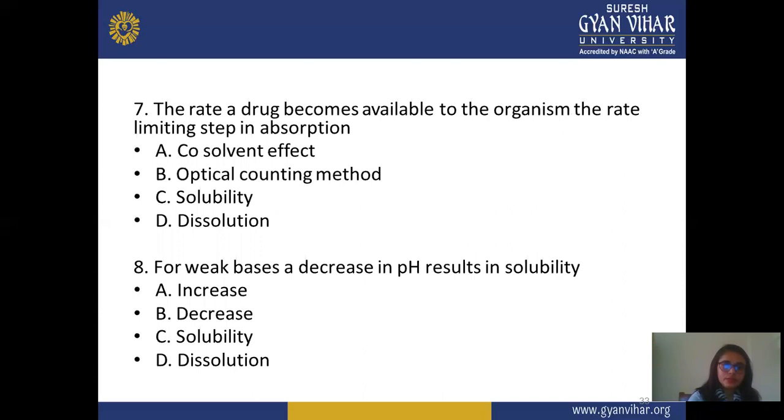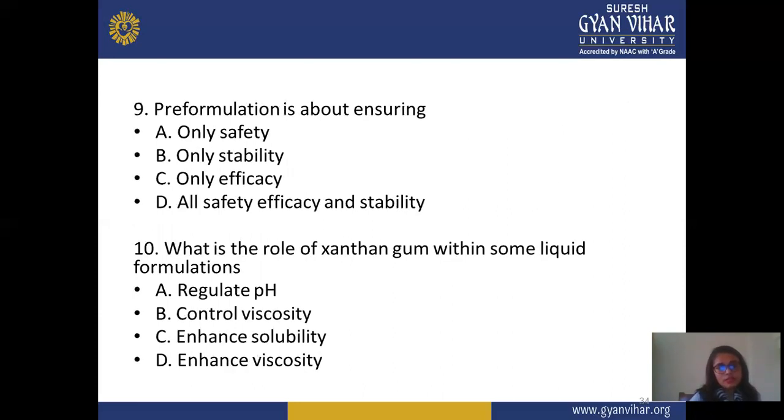The eighth question: for a weak base, increasing pH results in what change in solubility? A is increase, B is decrease, C is no change in solubility, and D is dissolution rate. This is all about weak bases, and you select which of the A, B, C, D options is appropriate. Next, the ninth question: preformulation is about assuring only safety, only stability, only efficacy, or all of safety, efficacy, and stability. So here you need to know what preformulation is and which assurances it gives, and according to this you select any one option.